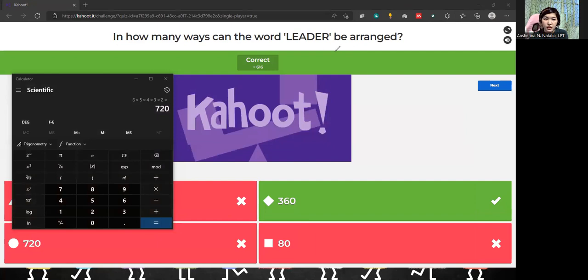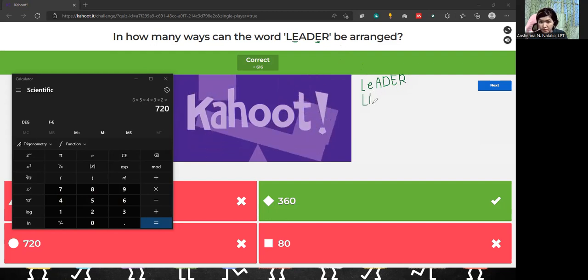Okay. If you have noticed, sana nga na-notice, actually, the letter E is double. The letter E is double. Okay? So, somebody asked me already, ma'am, bakit 360, 720 dapat, diba? Okay, good question. Because, let me just use big letters and small letters para ma-distinguish natin yung letters.